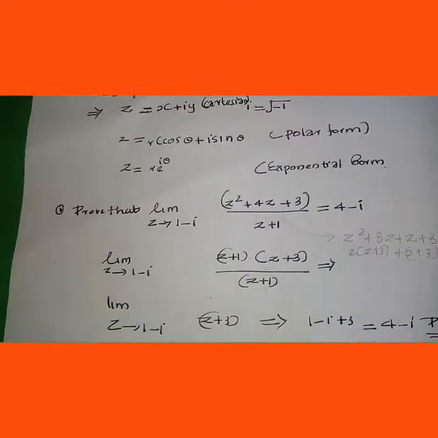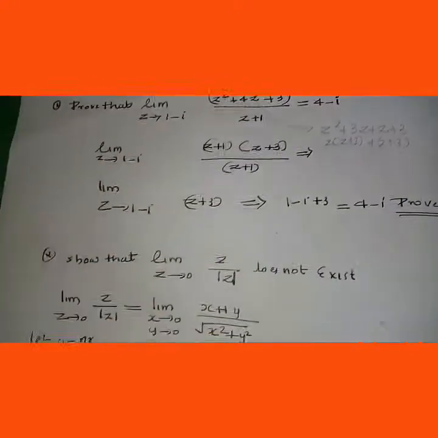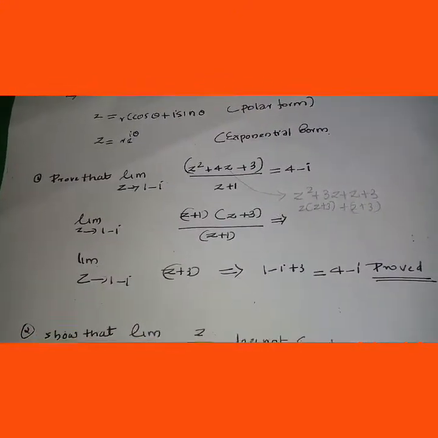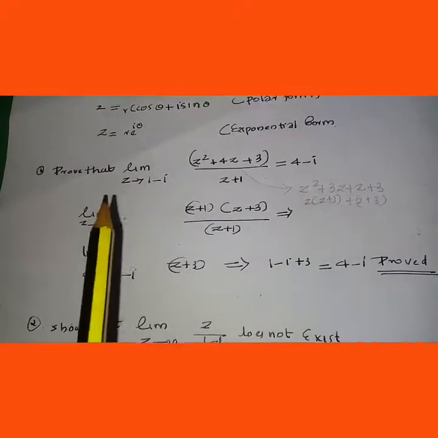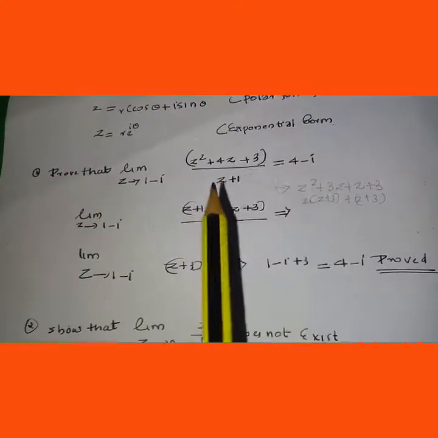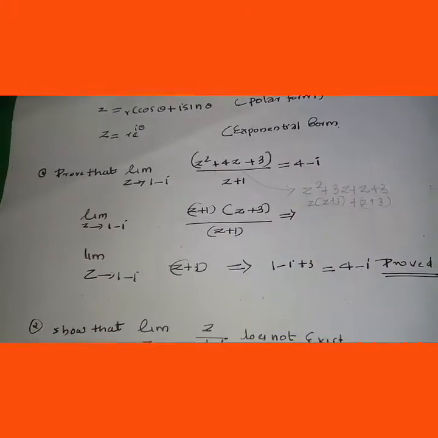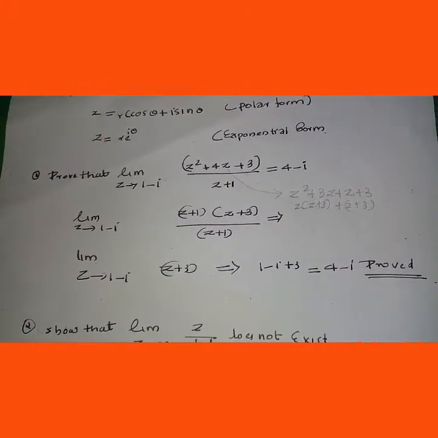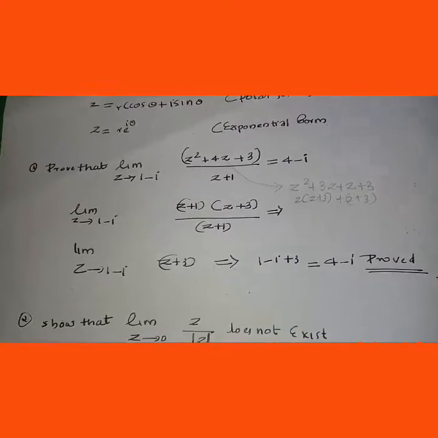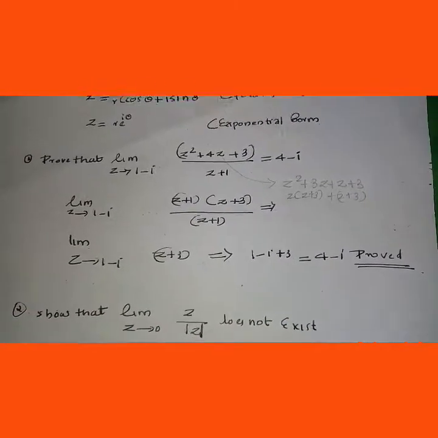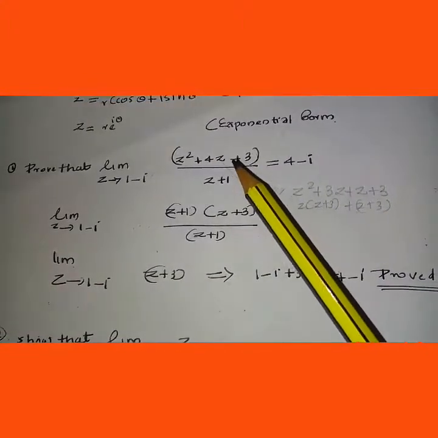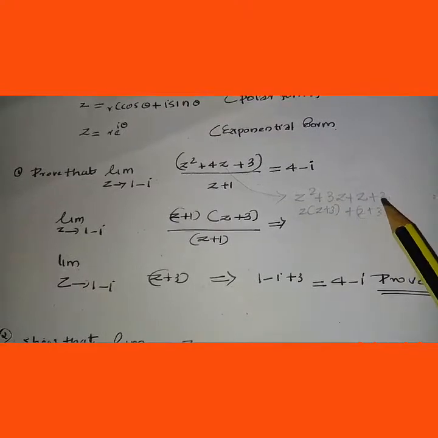So first we are considering a problem in which we have to check the limit. Limit z tends to 1 minus i, (z square plus 4z plus 3) divided by (z plus 1) is equal to 4 minus i. So we have to prove that at z is equal to 1 minus i the function is equal to 4 minus i. For that we can factorize the equation: z square plus 3z plus z plus 3.